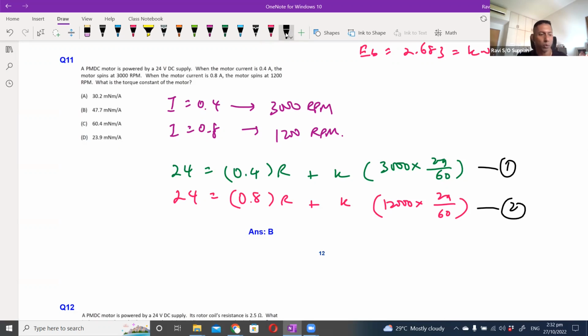Two expressions with two unknowns, and you're supposed to find K. So you can do simultaneous equations, correct? If I take equation 1 multiplied by 2 minus equation 2, then R is eliminated and I only have K. Then if you go ahead and solve, you'll get the answer here. So we are doing simultaneous equations to eliminate R and be left with just K.